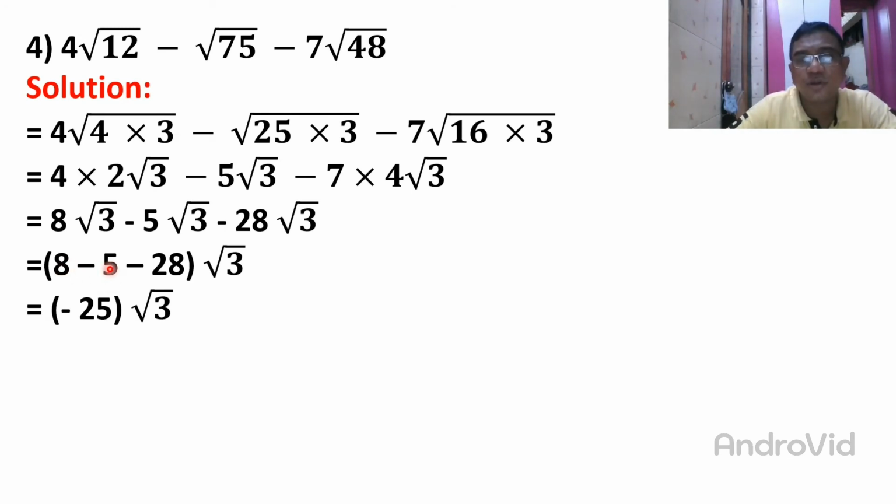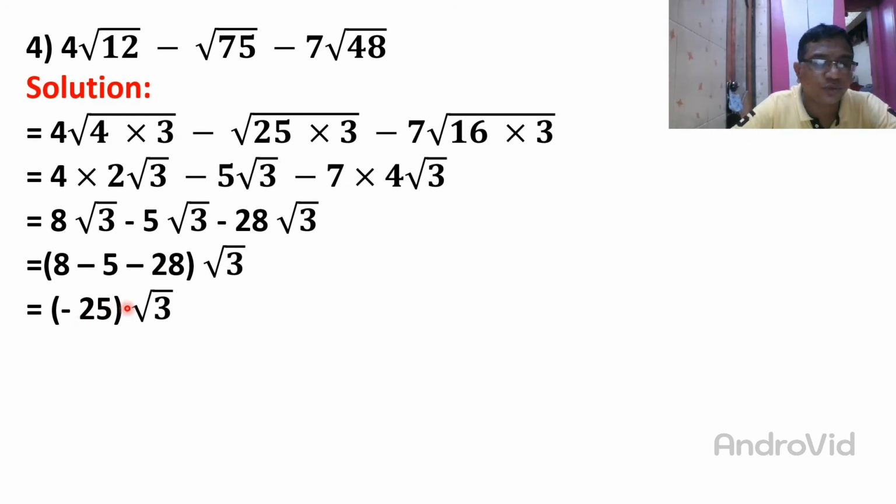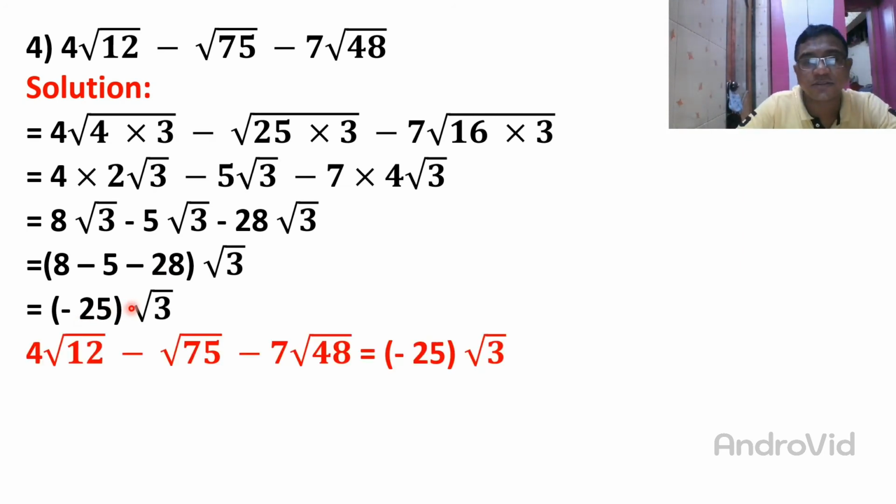3 is positive and 28 is negative, so the signs of both numbers are not the same. So what can I do? Subtract: 28 minus 3. What remains? 25. The bigger number's sign is minus. So minus 25 root 3 is the answer.